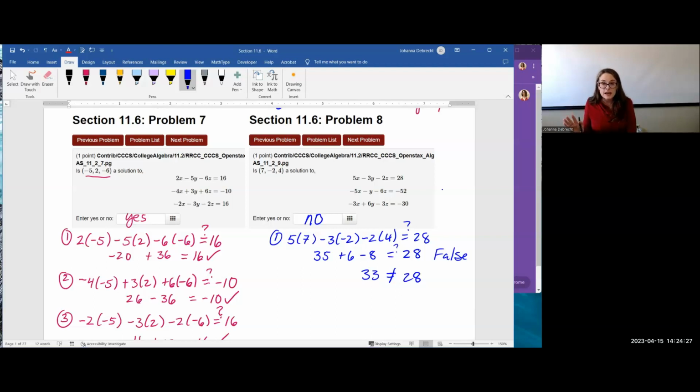It doesn't matter if it's on the other two. It's not on the first one. It's not a solution to the system. I can stop right there.